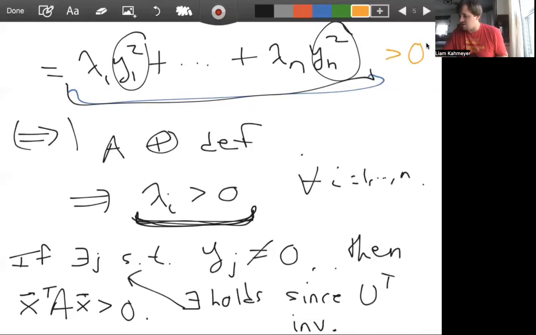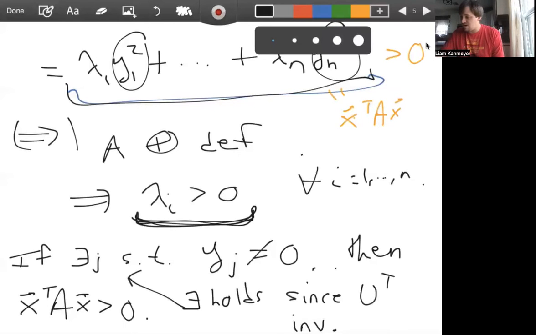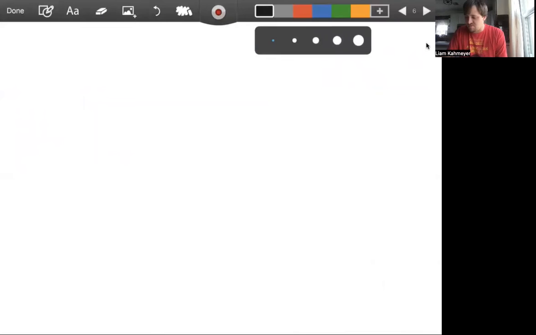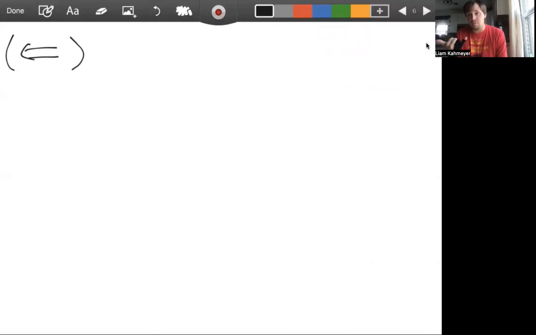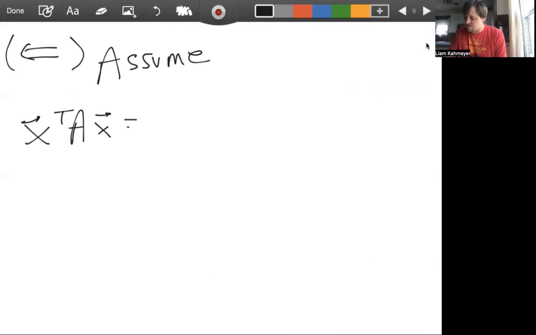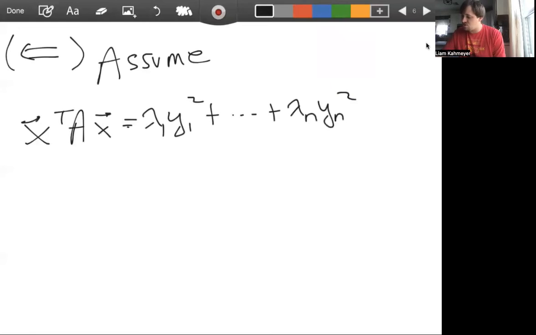Okay, and if that's the case, then this sum is greater than 0, which we know was equal to x transpose Ax. So we've proven the forward implication. Let's prove the reverse direction, the converse of the statement we've just proven. To do that, we assume what we were trying to prove in the previous direction. Now we want to assume that x transpose Ax, which we've learned is equal to lambda 1 y1 squared plus ... plus lambda n yn squared, is positive.